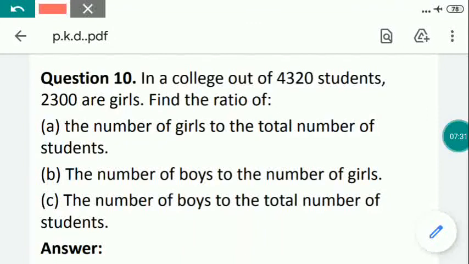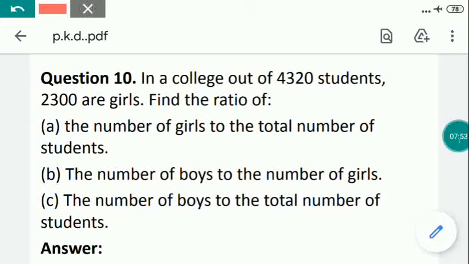In a college, out of 4,320 students, 2,300 are girls. Find the ratio of number of girls to the total number of students, number of boys to the number of girls, number of boys to the total number of students.